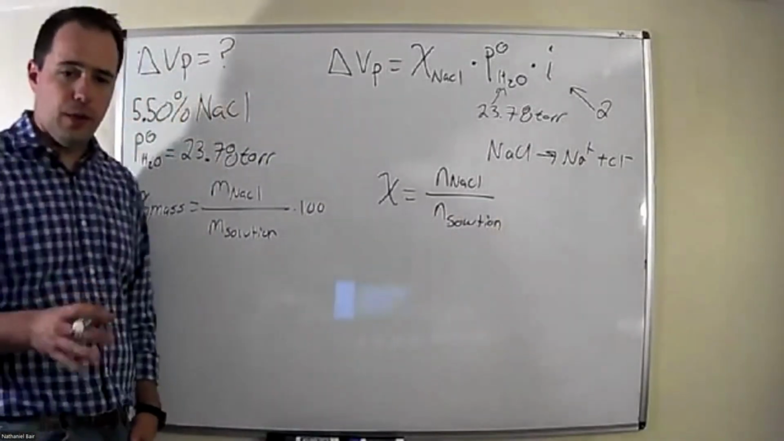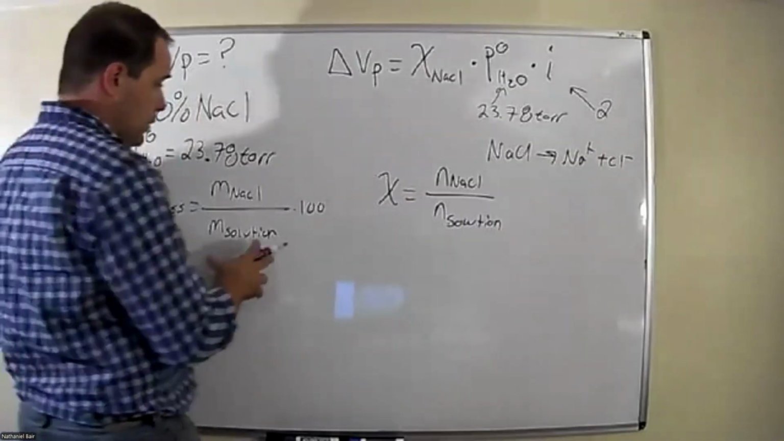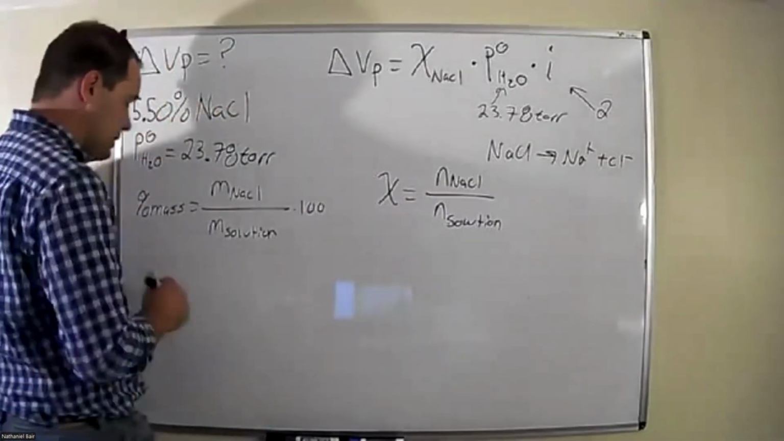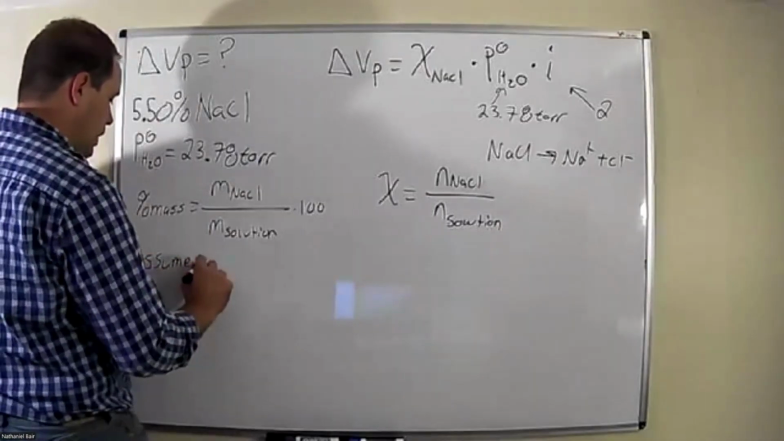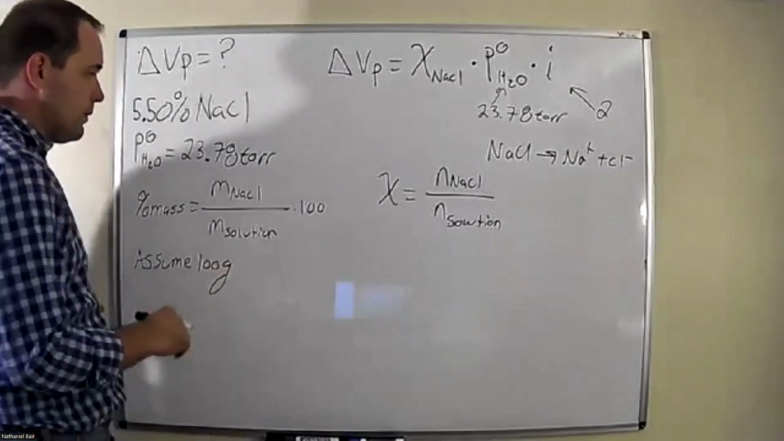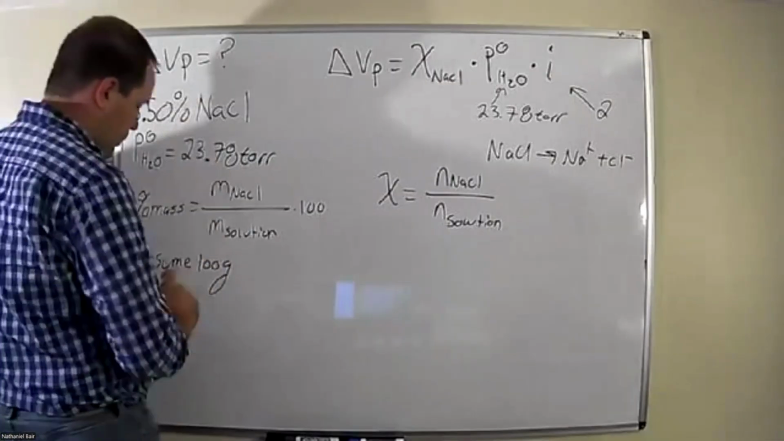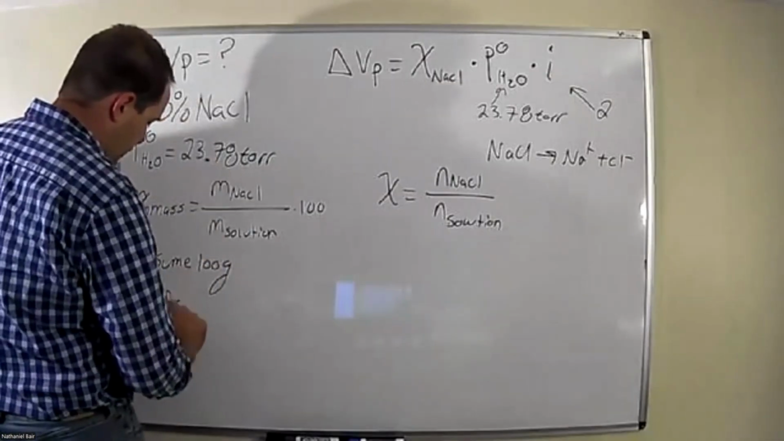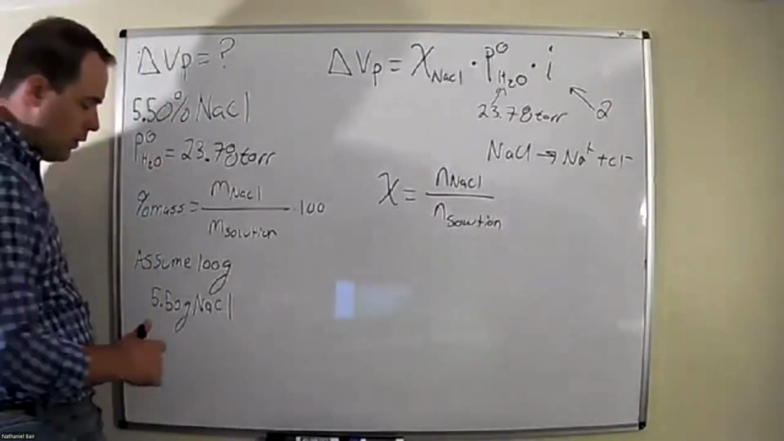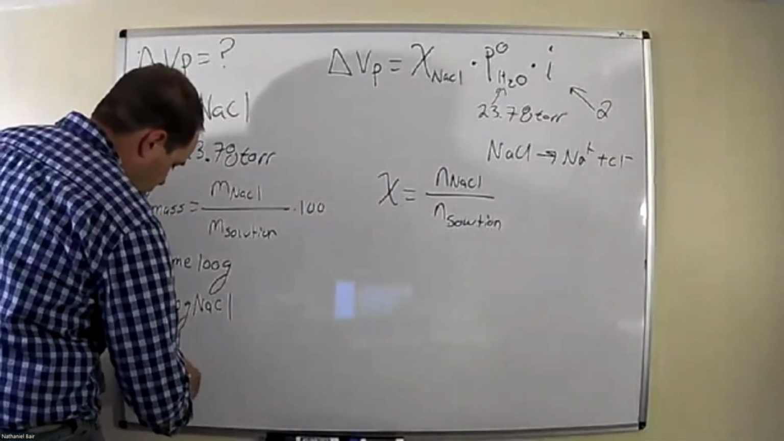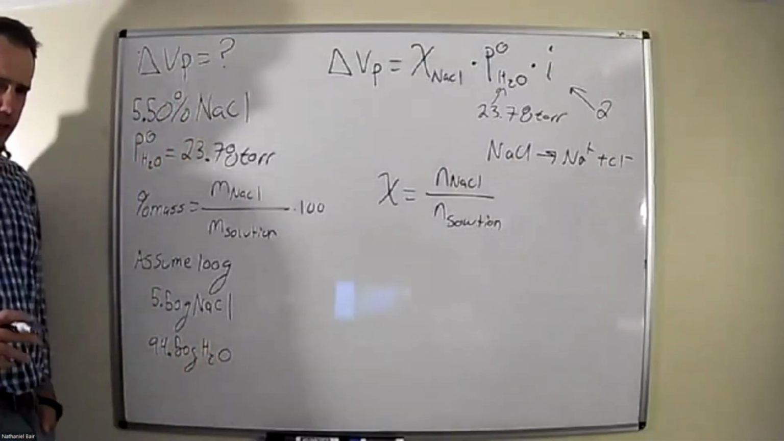So what do we need to do here? Well, what I like to do when I'm trying to go from percent mass to something is, a lot of times it's beneficial to assume 100 grams. Because if I assume 100 grams, and this is 5.50% sodium chloride, then that would be 5.50 grams of sodium chloride. And then the rest must be from the solvent, which is 94.50 grams of water. Do you see?